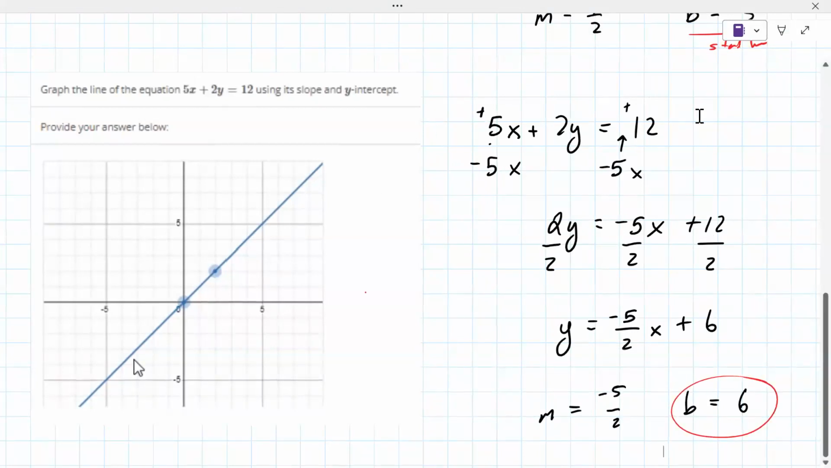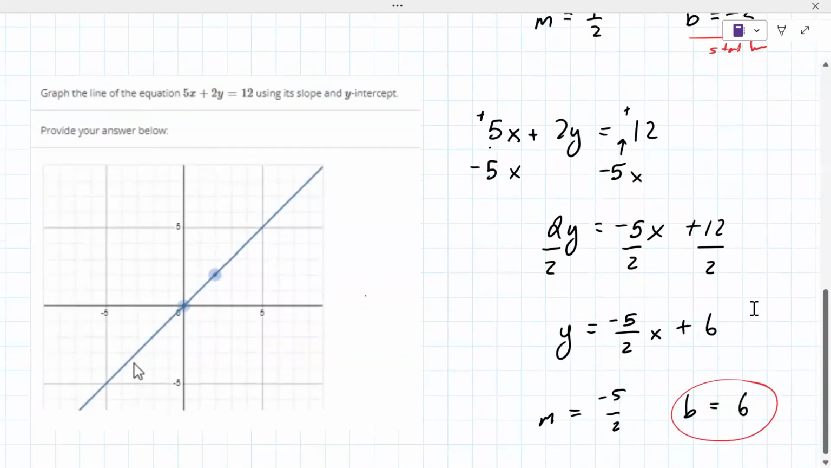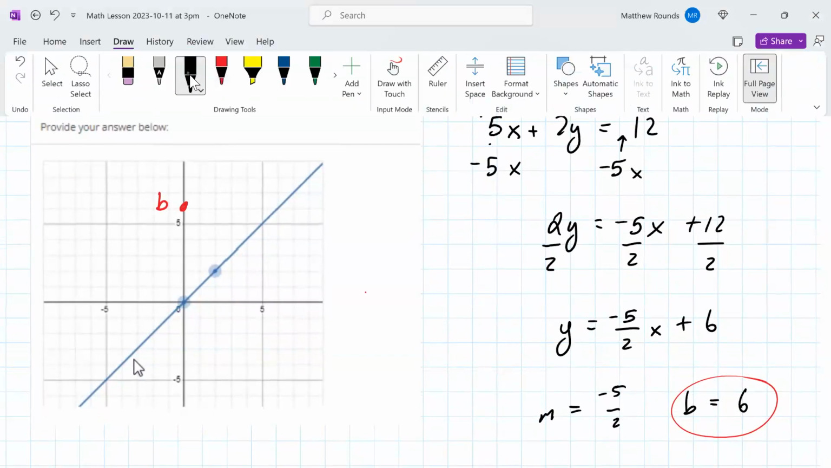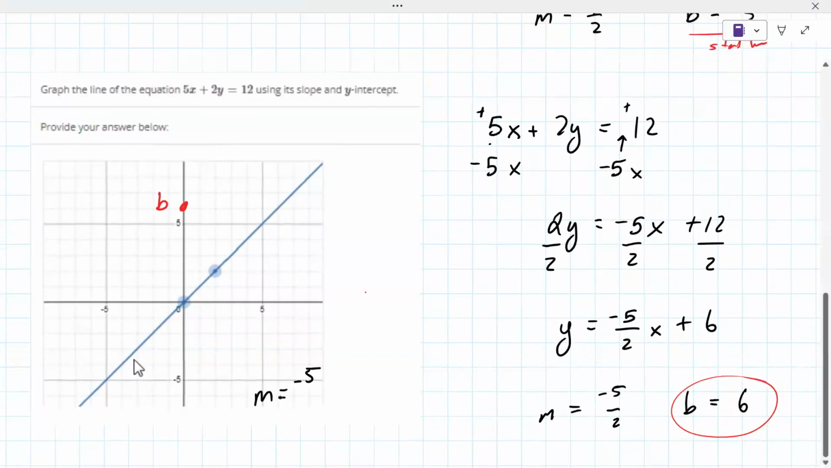No, start here. If you go to a haunted house or something this time of year, it tells you to start here. You start with the b value. So you go up from the origin to the b value. That's the b value right there. That's 6. Now the slope is minus 5 over 2.